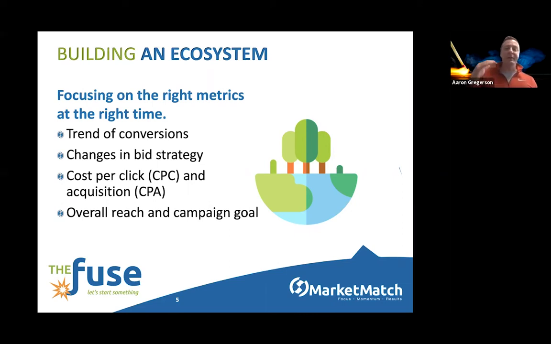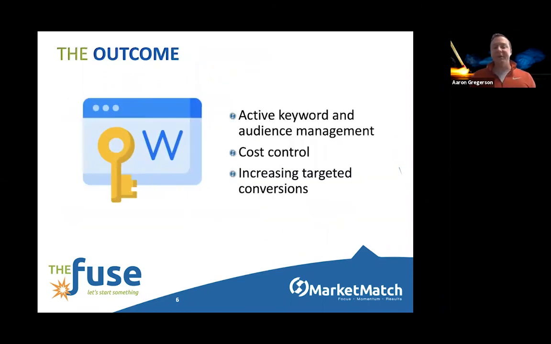And then lastly, I'm also taking a look at the overall reach and comparing that with the campaign goal to make sure that we are hitting the right people that we want to be inviting into our website, to our landing pages, in interacting with those campaigns. The outcome of this is that we see more active keyword and audience management, meaning that we're going in there and actively taking a look on a day-by-day or week-by-week basis to hone our keyword searches and hone in the audiences that we are taking a look at. We also are achieving a lot of cost control with these metrics that we're putting in place. And then we're also going to see an increase in targeted conversions.